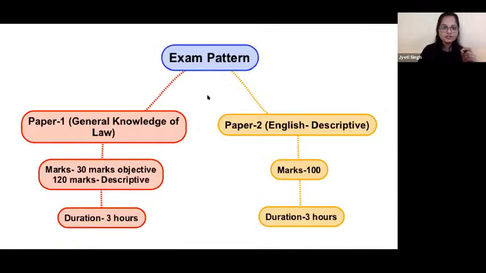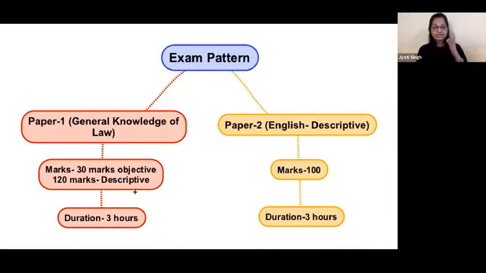Now, focus on the words general knowledge. You need not have an advanced knowledge of the subjects that are a part of your syllabus, but you need to have a working knowledge or a general idea of what those subjects are all about. So this is what your paper one is going to be about. The marking division is something like this: it's a paper of 150 marks, wherein you would be getting 30 marks for objective questions and 120 marks for descriptive questions.